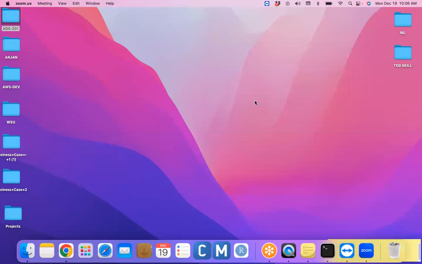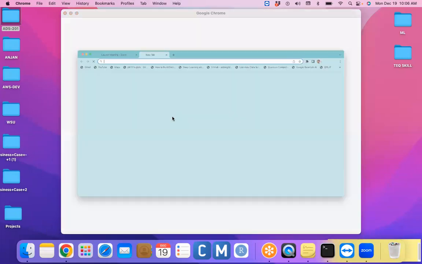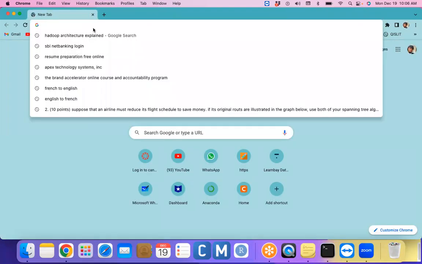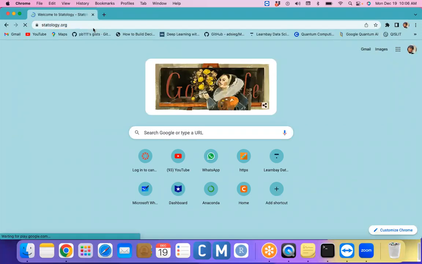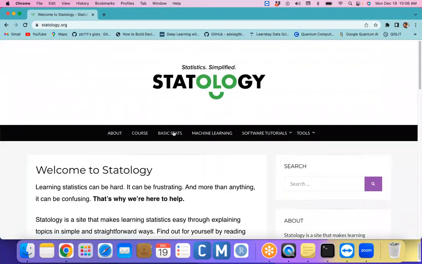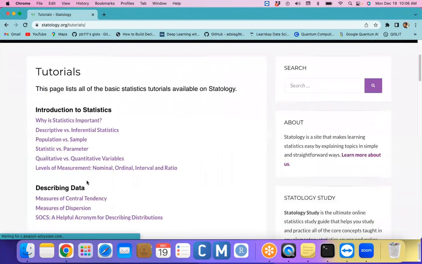I think we were starting understanding of data understanding, right? We started the data understanding concept, right? Okay, let's continue our stats class.